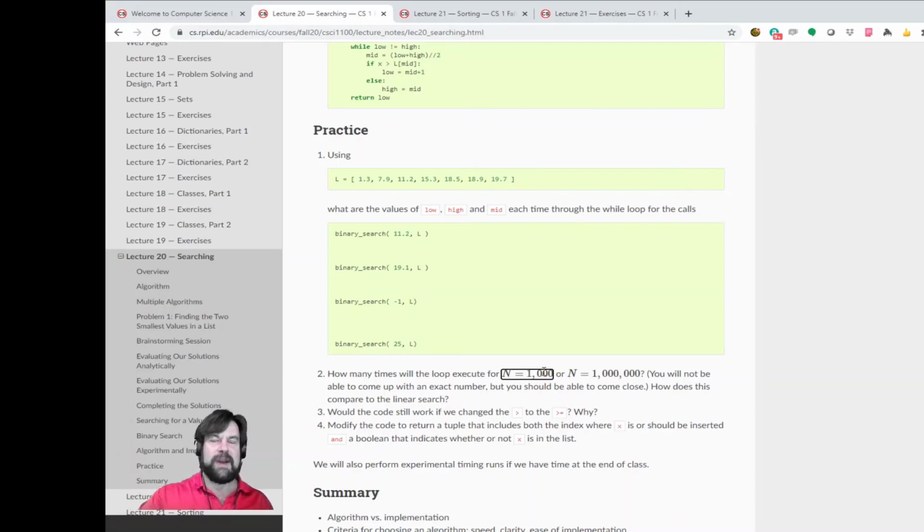2048, 4096, 8192, 16K, 32K, 64K, 128K, right? So we're only adding another 7 to get up to essentially a million.